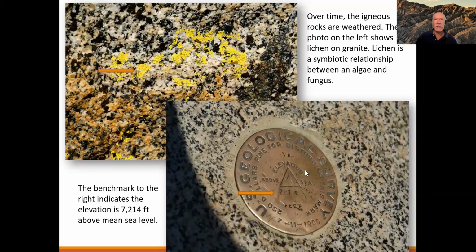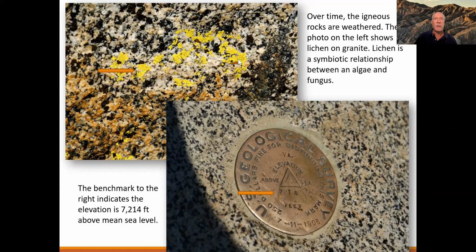And this is what's called a benchmark. So you'll see these on a lot of mountaintops. These basically tell you the elevation. In this case, the elevation at this point where I took this picture was 7,214 feet above sea level. This kind of yellowish, here's the granodiorite that I'm talking about. Again, the dark minerals probably being biotite or hornblende, the pinkish minerals being potassium feldspar, lighter colored minerals being plagioclase.